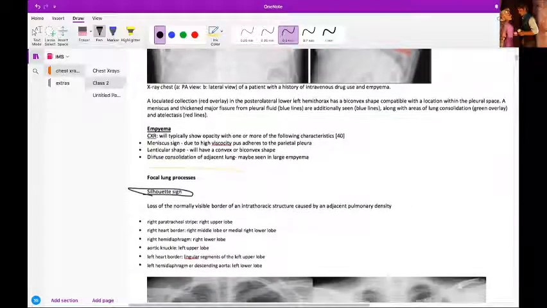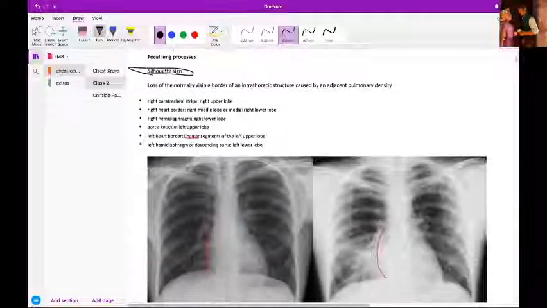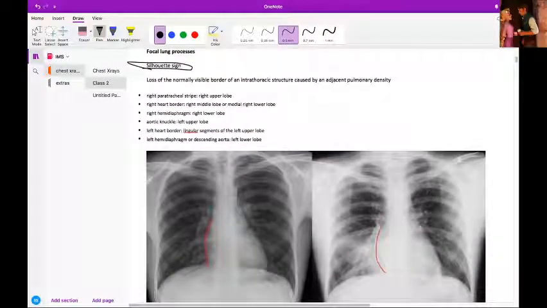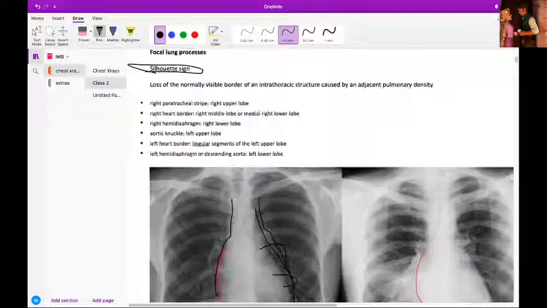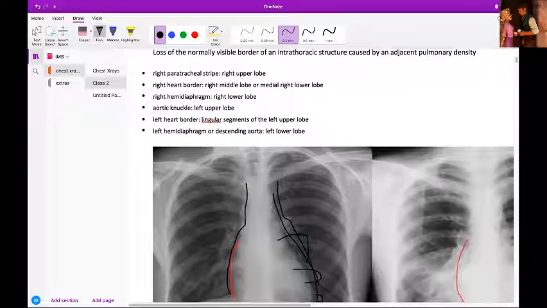Silhouette sign is, if there is any intra-lung pathology, the normal border of the mediastinal structures, the normal heart borders or the diaphragm borders, will get obliterated. There'll be loss of these normal borders if there is any pathology in the lung that is touching this region. So this is called silhouette sign, the normal silhouette of this thing. I'll zoom it.